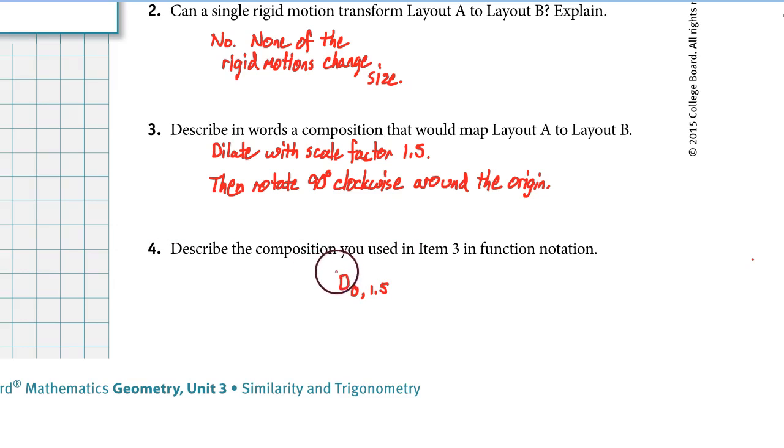Then put this in parentheses, and then on the left side, let's indicate that we're rotating. The symbol for rotate was a capital R. As a subscript, again, we're going to put O for the origin, and then we write the number of degrees that we're rotating. We're going clockwise 90 degrees. Clockwise rotations are negative numbers. So I'm going to write negative 90 degrees right there. Here are the symbols for the composition of functions. It has a dilation first and then a rotation.